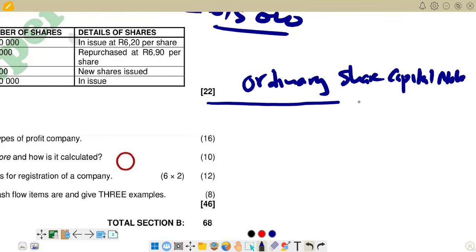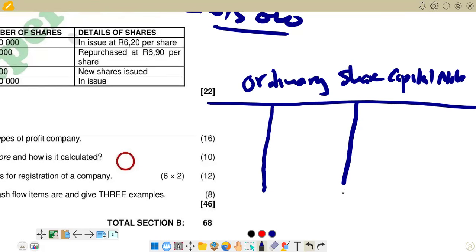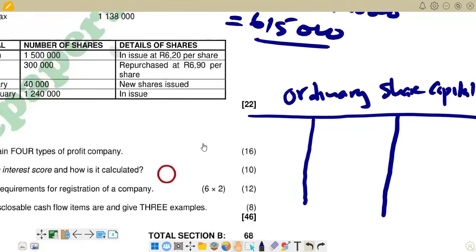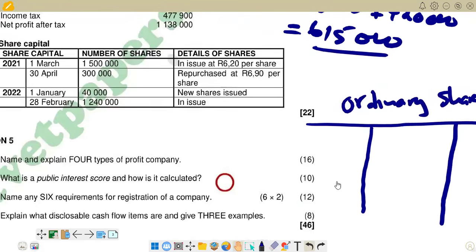On the ordinary share capital note, remember we've got a section for the number of shares, then the description in the middle, and then we have the value of the shares at the end. At the beginning of the year, that is on 1 March, we have 1,500,000 shares. And these shares had an amount of 1,500,000 times 6.2.